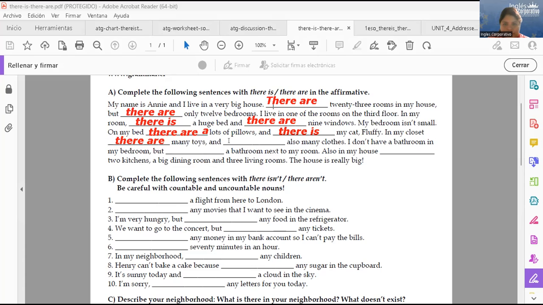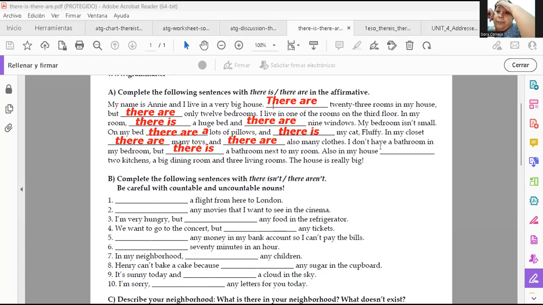What else? Dora, what do you think? Also, many clothes. Yes, there are many clothes. There are so many clothes. I don't have a bathroom in my bedroom, but there is a bathroom next to my room. Okay. What's next?